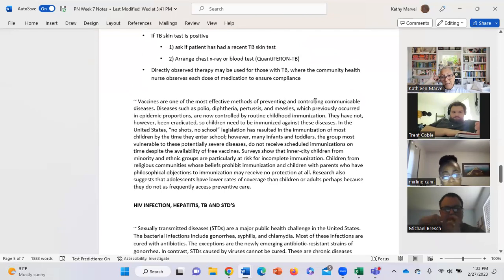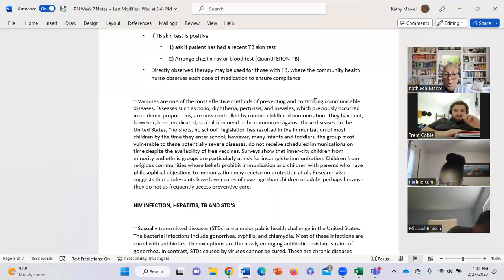We do know that vaccines are one of the most important effective methods in preventing and controlling communicable diseases. Okay, all those childhood diseases, polio, diphtheria, pertussis, measles, right? Those previously were in epidemic proportions, and now they're under control with routine childhood immunizations. They haven't been eradicated, so kids need to be immunized against them. Okay, we have a federal program that's called No Shots, No School. They have to be immunized by the time they enter school.